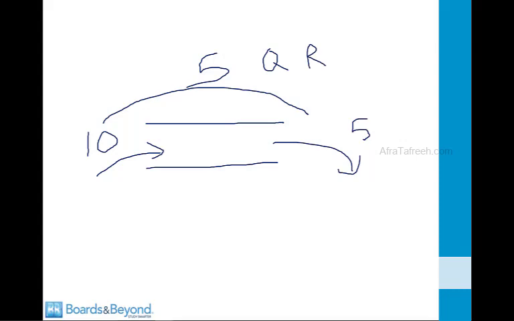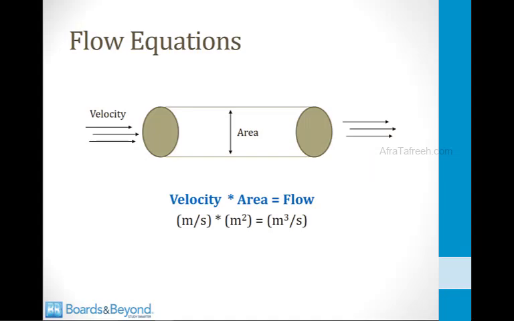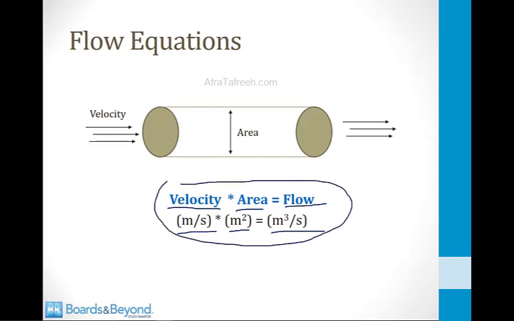The second equation that's important for physiologic flow of blood through the body is simply a geometry equation. The velocity of blood moving through blood vessels times the area of the blood vessels is equal to the flow rate. So this is just a mathematical, geometrical sort of equation. The velocity in meters per second times the area in meters squared equals the flow rate in meters cubed per second. Just like the flow equation, we'll come back to this geometrical equation later on in this video.